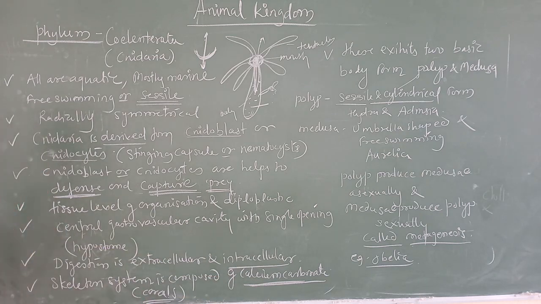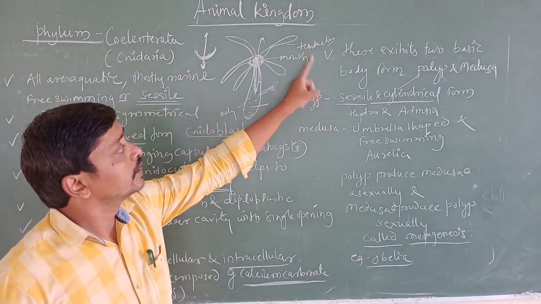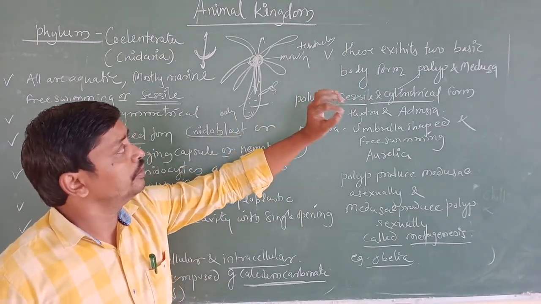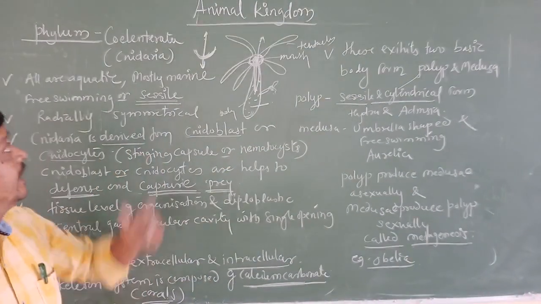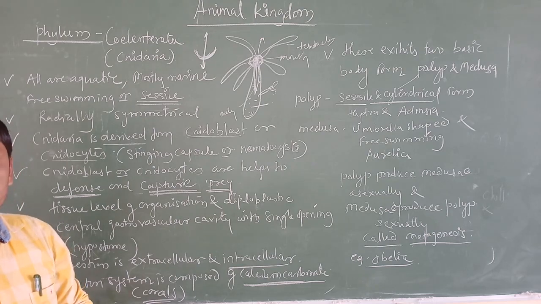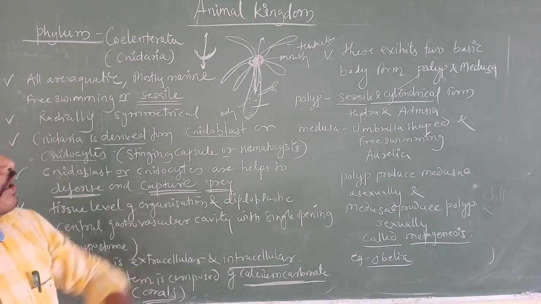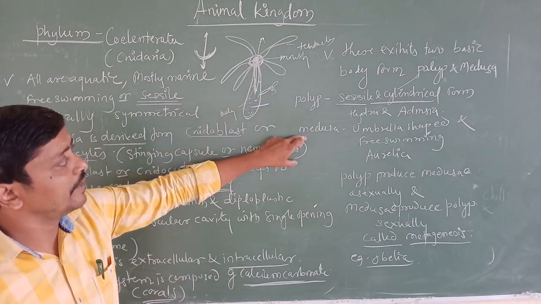Example, corals. Next we are going to study these: they exhibit two basic body forms. In Cnidaria or coelenterates they show two basic body forms, one is polyp and another one is medusa. Both are very important.